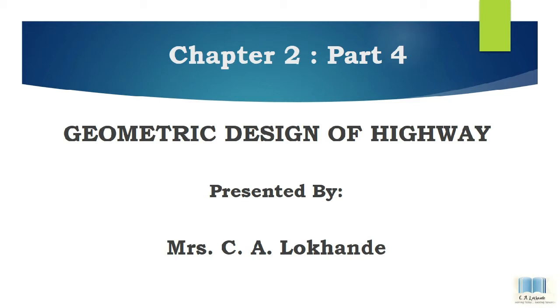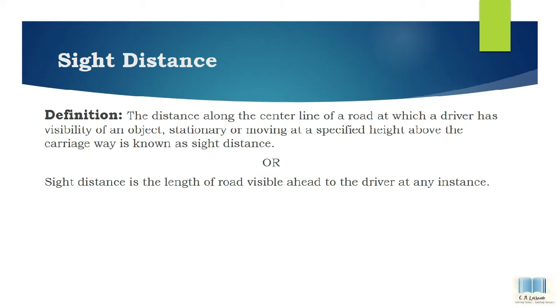So the first thing we will discuss is sight distance. So what is sight distance? The distance along the center line of a road at which a driver has visibility of an object, stationary or moving, at a specified height above the carriageway is known as sight distance. Or sight distance is the length of road visible ahead to the driver at any instance. The sight distance is the distance along the center line of a road which is visible to the driver.